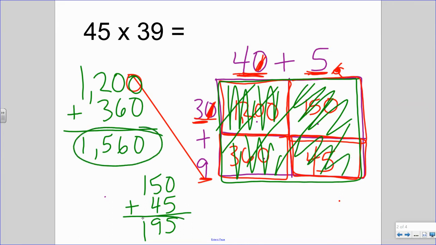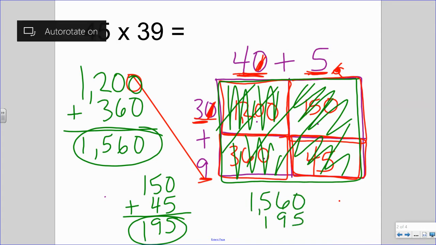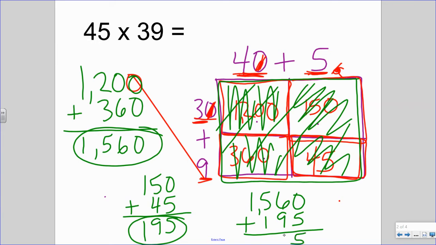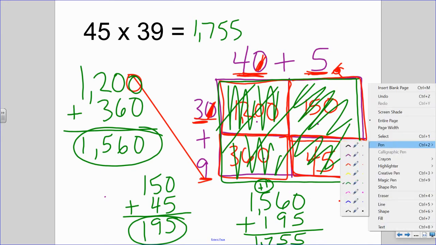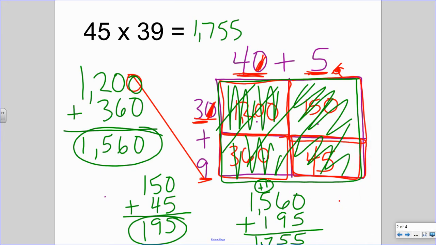And so now what I need to do is take these two pieces, 1,560, and add that to 195. And 0 plus 5 is 5. 6 plus 9 is 15. Carry the 1. 1 plus 5 is 6 plus 1 is 7. And 1. And so now I get a total answer of, and I know it's hard to see, 1,755.